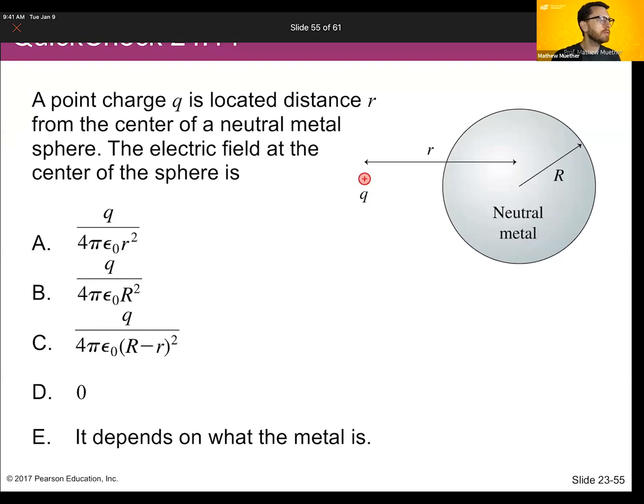Okay, I still see a few answers coming in. Okay, I'm going to go ahead and end the poll. So the most popular answer was D, that there's no electric field at the center of the sphere.